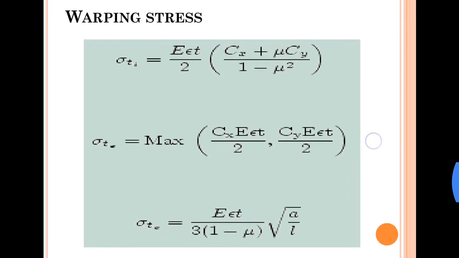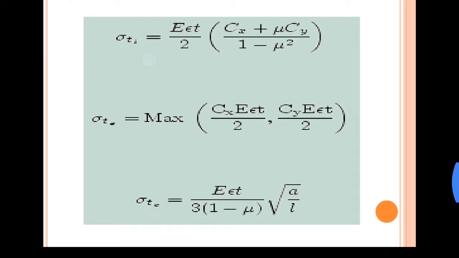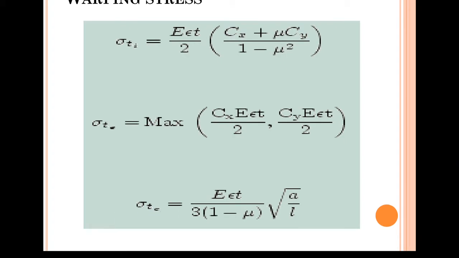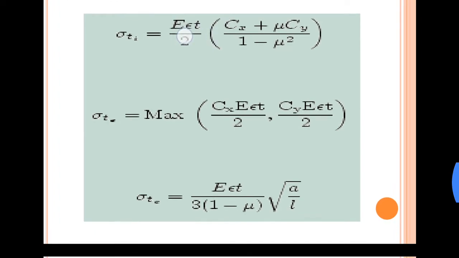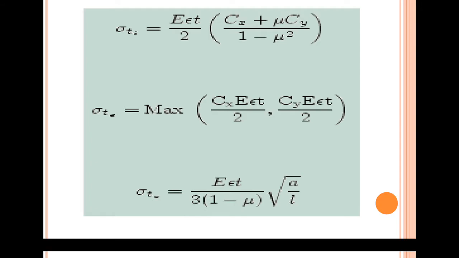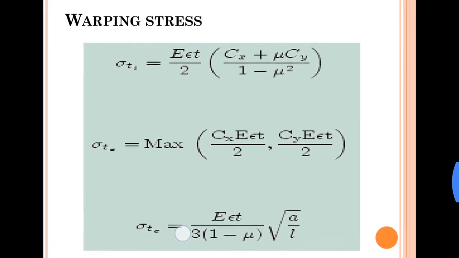Now the equations for warping stresses are for all three regions: the interior region, the edge region, and the corner region. We have three formulas. For the interior region, the equation is capital E into epsilon into T divided by 2 into (Cx plus mu into Cy) divided by (1 minus mu square). I'll explain the terms later on after I tell you about all these formulae.